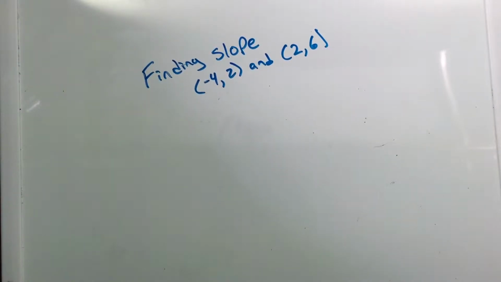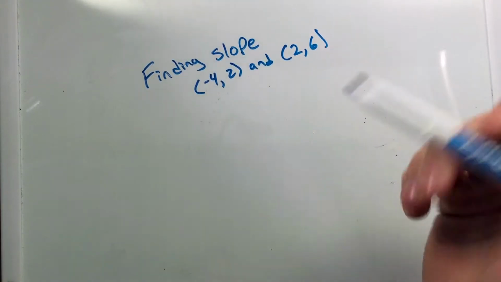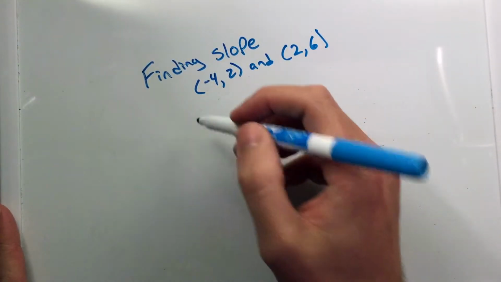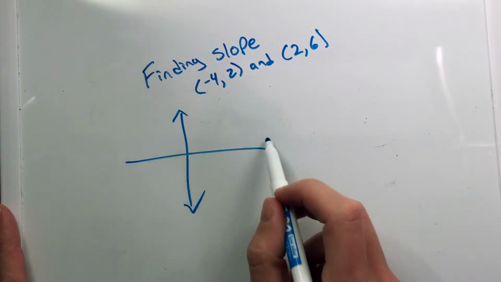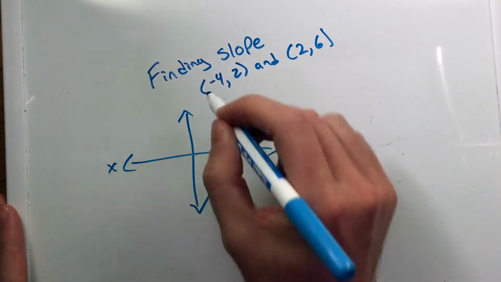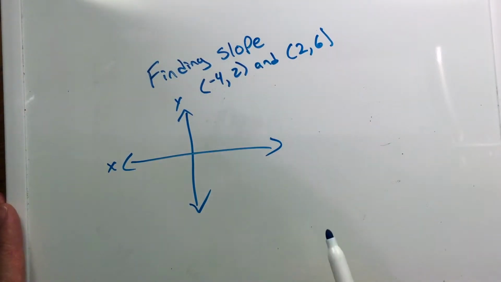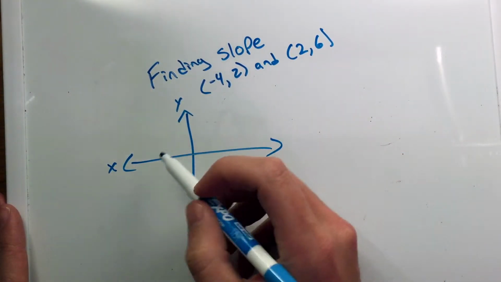In this video, we're going to determine how we can find slope between two coordinate points, (-4, 2) and (2, 6). If you have graph paper, it's nice, you can really plot these points, but I like to do quick sketches when I find slope. I'm just going to roughly estimate where these values are so we have a picture of where we're going, if it's a positive or negative slope. Other than that, I'm not going to graph it too neat.